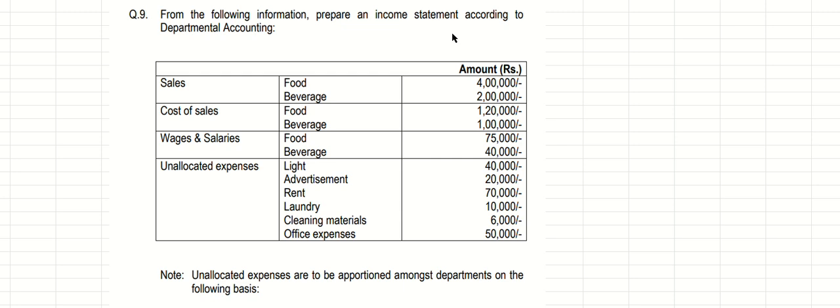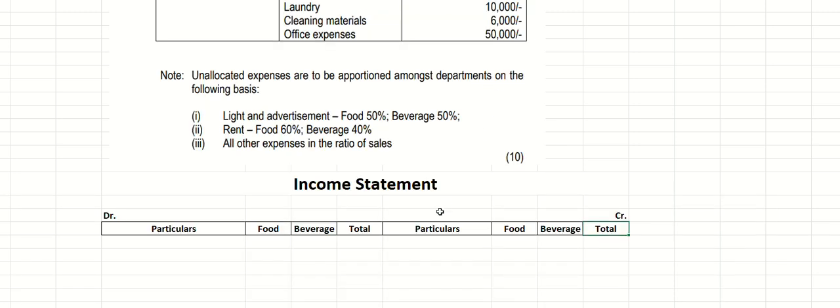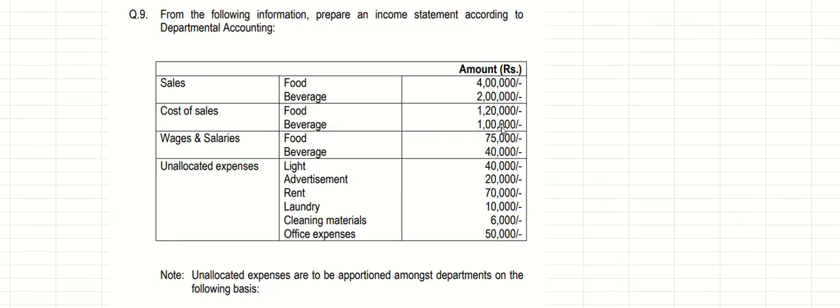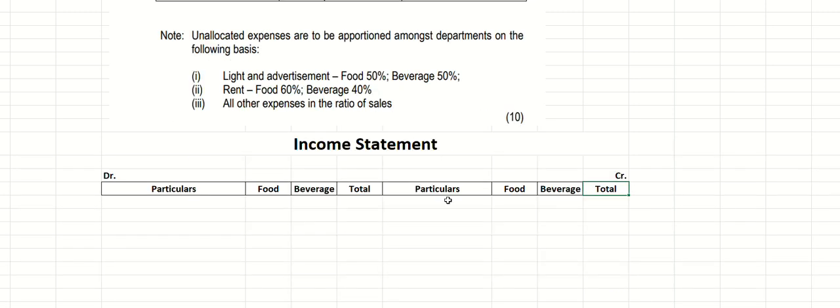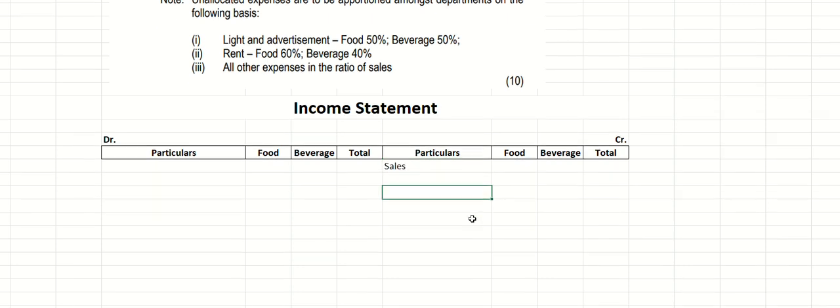For preparing the income statement here, understand it is the same as the profit and loss account we have learned in general accounting. The process is the same, so there isn't much to worry about. First of all, what information is given? Sales is given. Sales of food and beverage are given separately. So in the particular column on the credit side, sales is added up. So it will come on the credit side, very well.